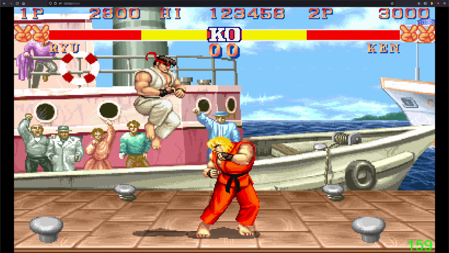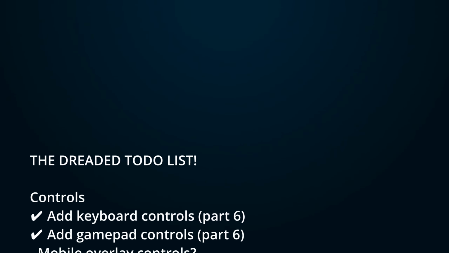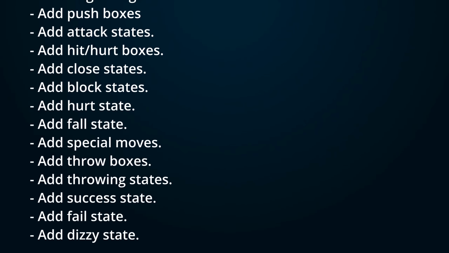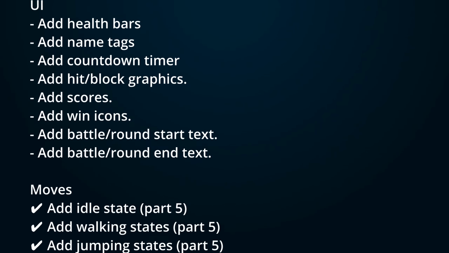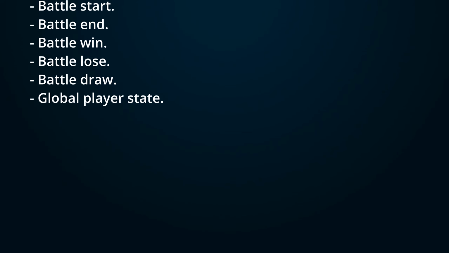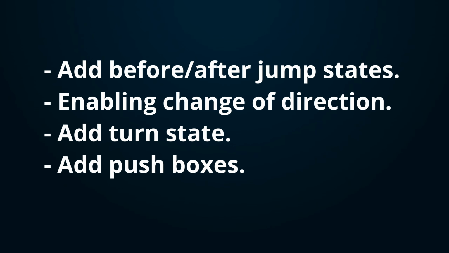In regards to what we'll be looking to complete in this video, let's refer back to our dreaded to-do list once more and see what we have remaining. As you can see, we still have a mountain to climb, but hopefully this will start to change over the next few parts of the series, as we start to implement some of the more core game mechanics. In this video, however, we'll be attempting to add a little polish to our jumps with a couple of transition states. Then we'll finally add the ability for the fighters to change direction and actually face each other, which is obviously needed in a fighting game.